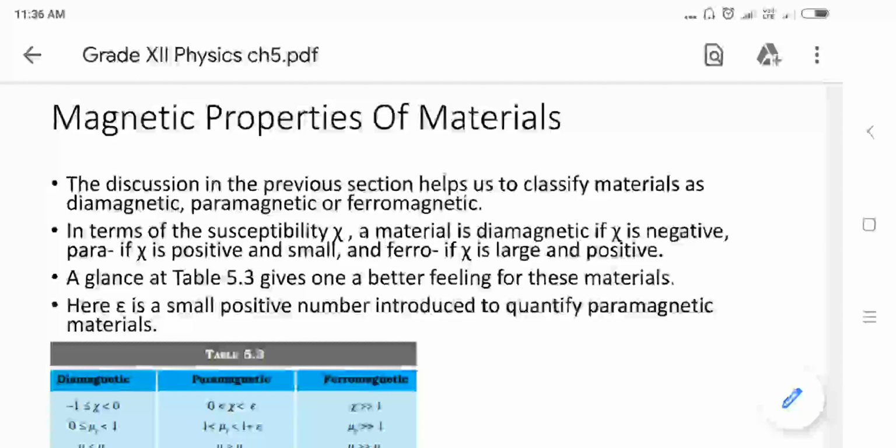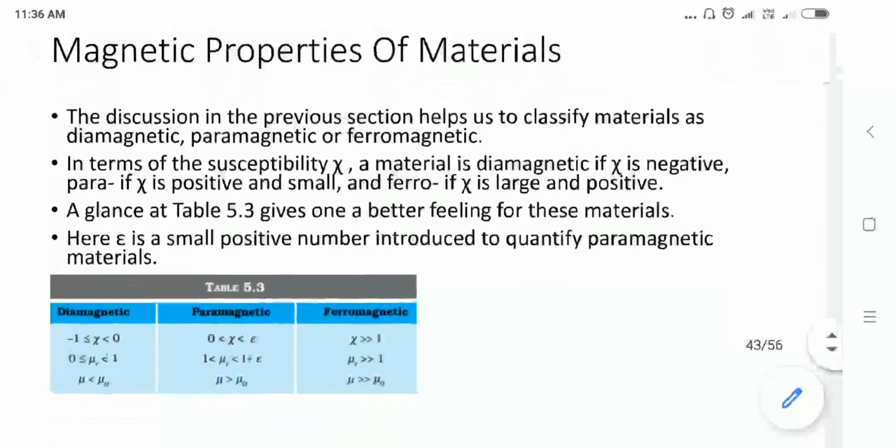If that zeta is small and negative, we have a diamagnetic. If zeta value is small and positive, paramagnetic. And if that zeta value is large and positive, then it would be a ferromagnetic material. We can observe this relation in the table.